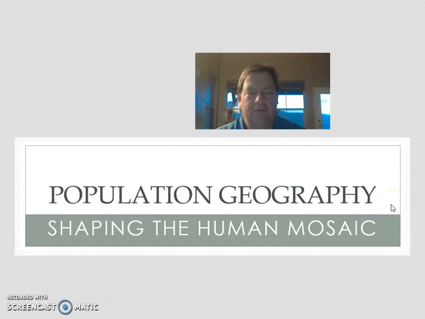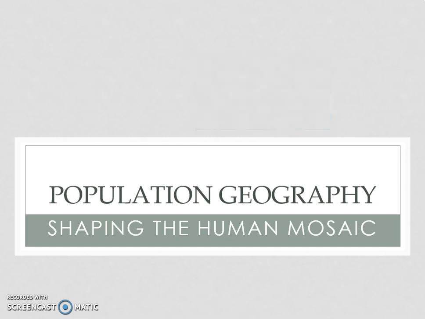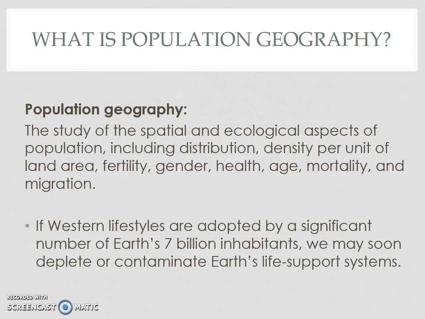Hello, human geographers. We're going to talk about Chapter 3, get into some population geography, talk about some demographics, demographic transition, where different population exists, what comprises different population, and so forth. Okay, so population geography, we have essentially the study of spatial and ecological aspects.